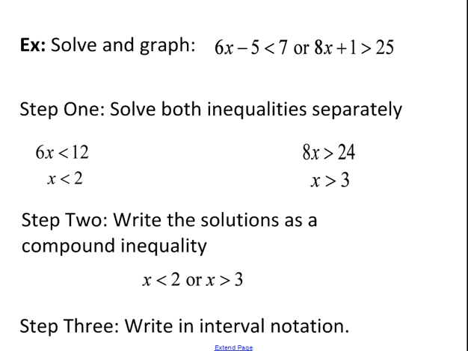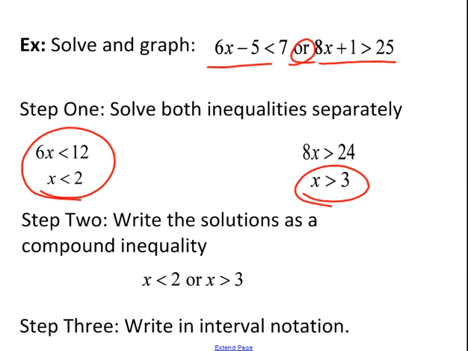Now, when you have a compound inequality that's an "or," you've got to solve both of them. So I solve this one, I get x is less than 2. I solve this one, I get x is greater than 3. You would write your answer with an "or." Don't forget.